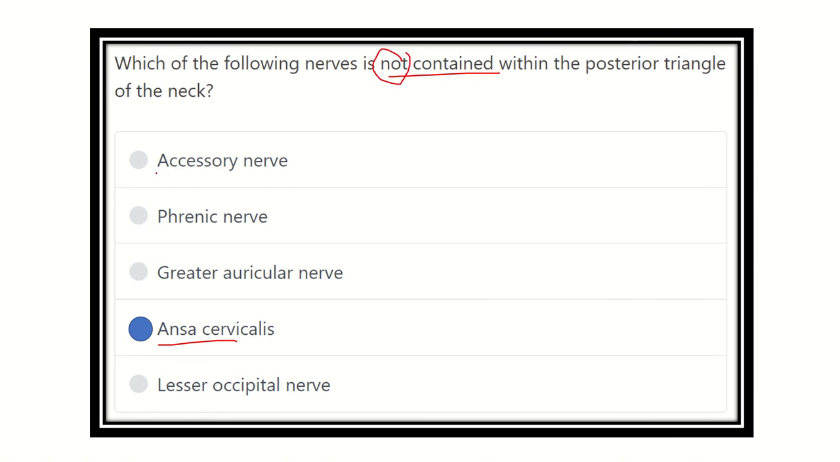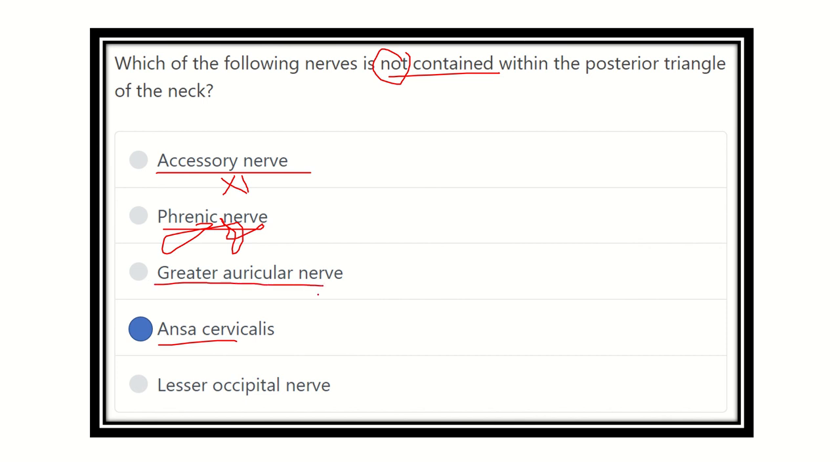And we can see the other structures, such as the accessory nerve. We know the accessory nerve is cranial nerve number 11, so it is located in the posterior triangle. Then we can see the phrenic nerve. This phrenic nerve is also located in the posterior triangle of the neck, and it supplies the diaphragm. Actually, it supplies the diaphragm mainly.